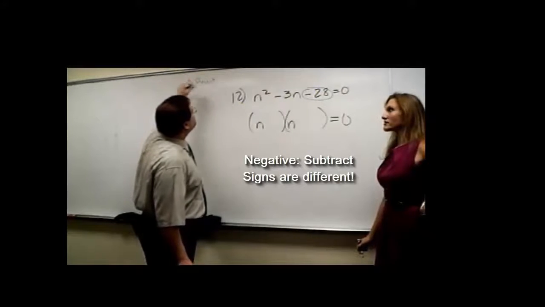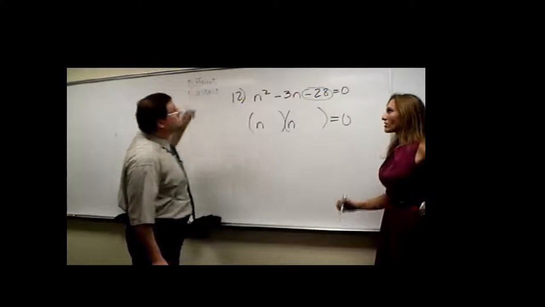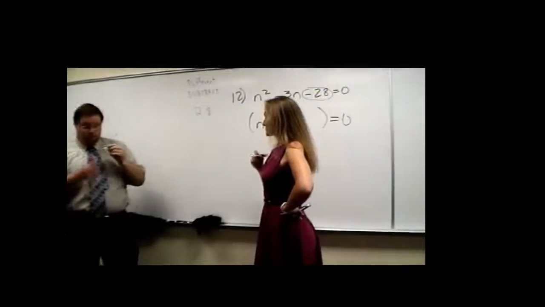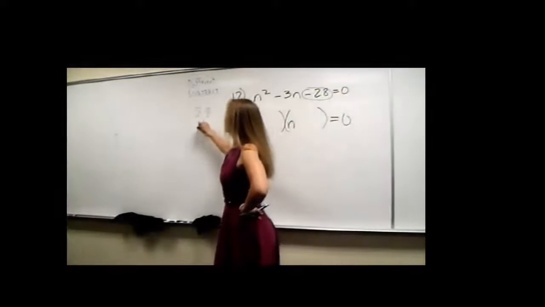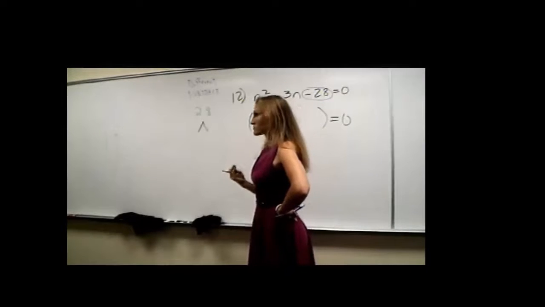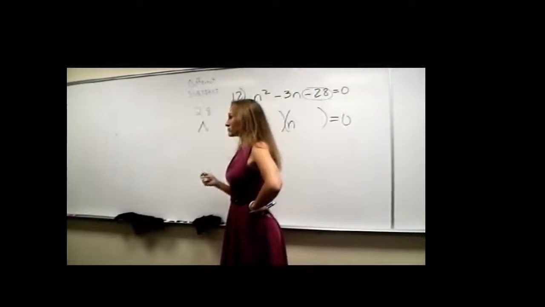And we are going to subtract the factors to make the middle. So in this case, we're going to look at 28, and we're going to find the factors that subtract to make 3. We do not add, we're subtracting. So what factors of 28 do we subtract to make 3?